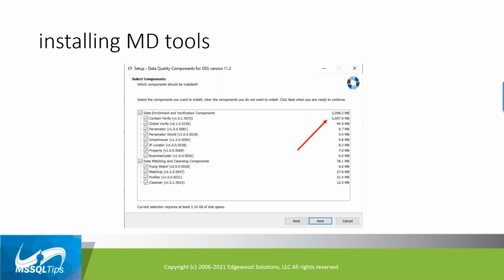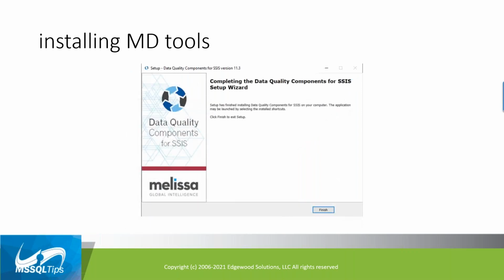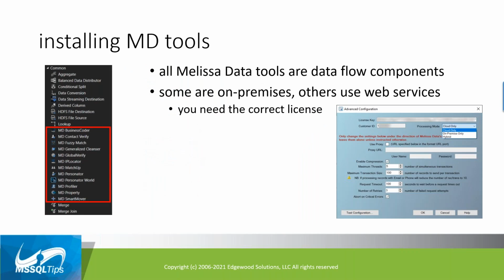Sorry. And then you have the US and Canada components, and then you have the global components. So there are components specific for US and Canada, and then you have components like personator world, which will work with global data from anywhere around the world. And then it's just okay, finish, and it will install everything on your machine. Once it's installed, you can find everything in the data flow toolbox. So there are no control flow components, they're all data flow components, and some of them are on premises, while others use web services, as I mentioned before.